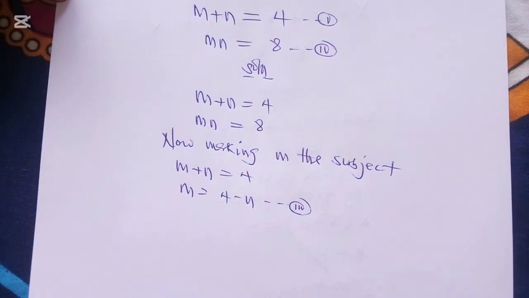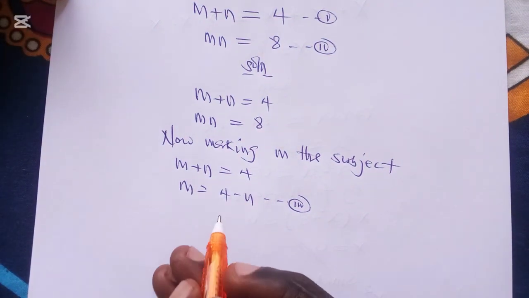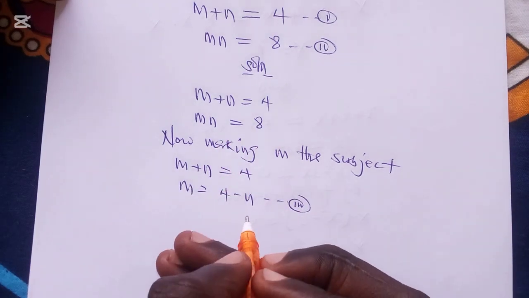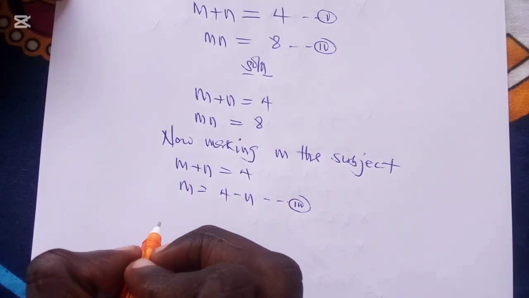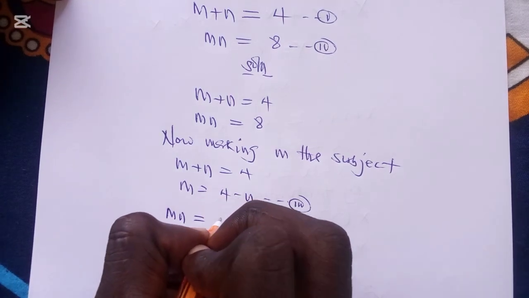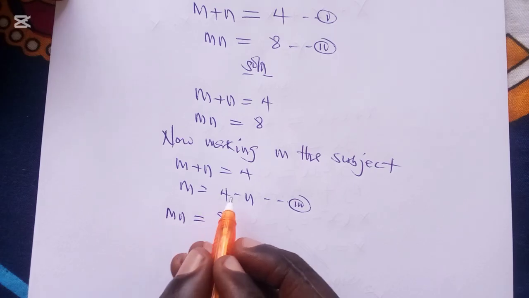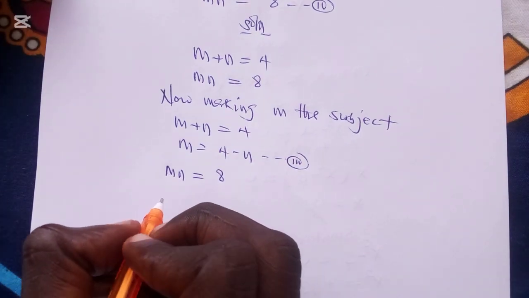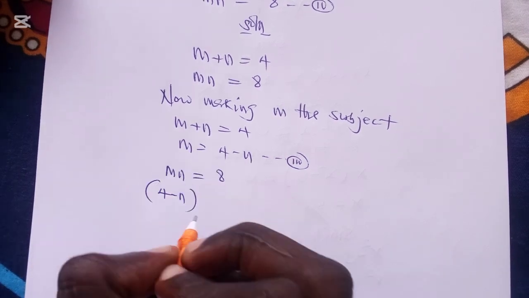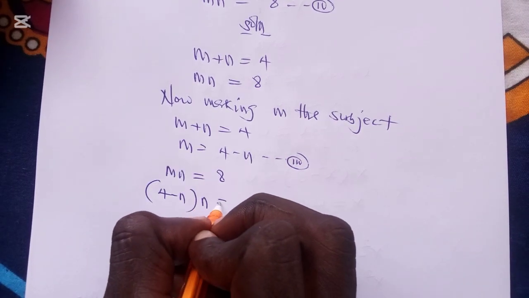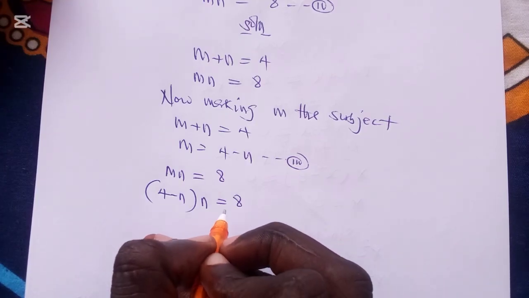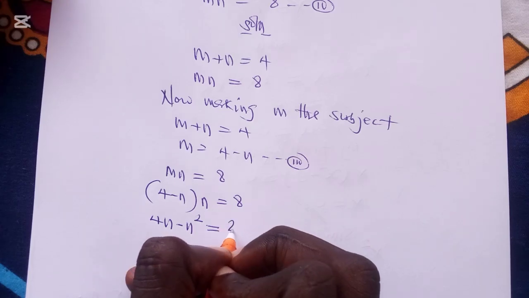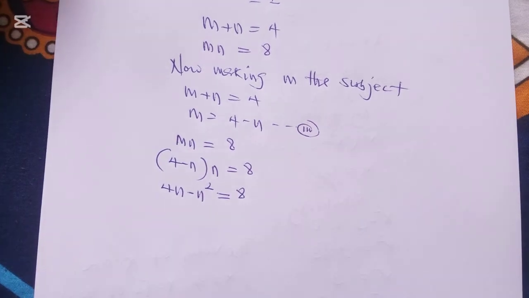Now the next step that we have to take, we substitute right away this value of m inside equation 2. But we know equation 2 says we have mn is equal to 8, but we have m as 4 minus n. So anywhere we see it, we substitute it right away. Then we say this is 4 minus n multiplied by n. This becomes 8. Then we multiply. This becomes 4n minus n square. This is equal to 8.